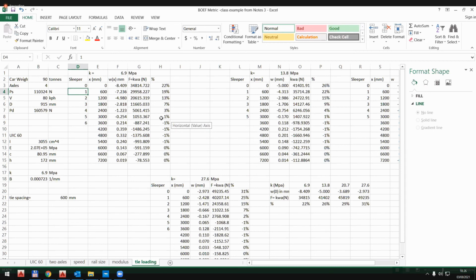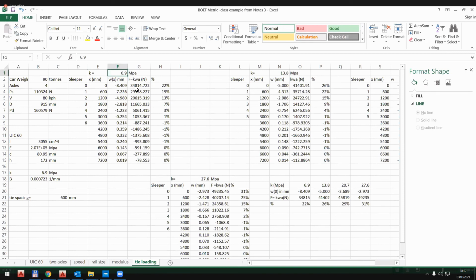So you can see that for all practical purposes, the wheel load here is distributed over 1 plus 2 plus 2 plus 2 plus 2, that's 9 sleepers that carry a single wheel load to some degree or another. Now, the percentage of load carried by a sleeper will vary significantly by the track modulus.